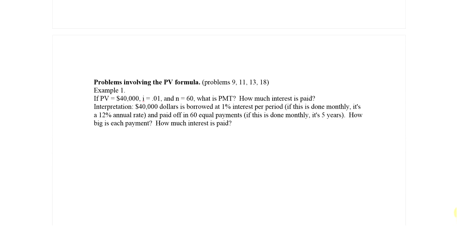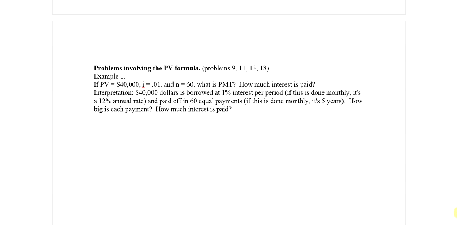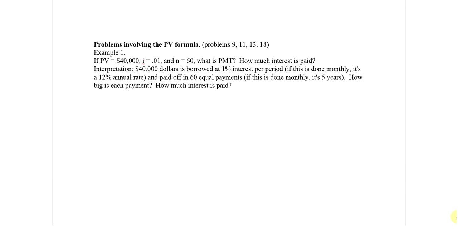Problems involving the present value formula, so 9, 11, 13, 18, they pretty much run like this. If present value is 40,000, i is 0.01, and n equals 60, what is the payment? How much interest is paid? So what do we have here? Present value is $40,000, so somebody's borrowed $40,000. They have to pay it back.